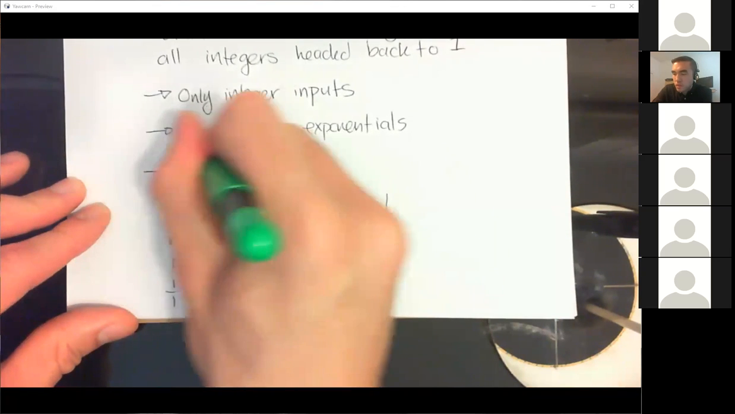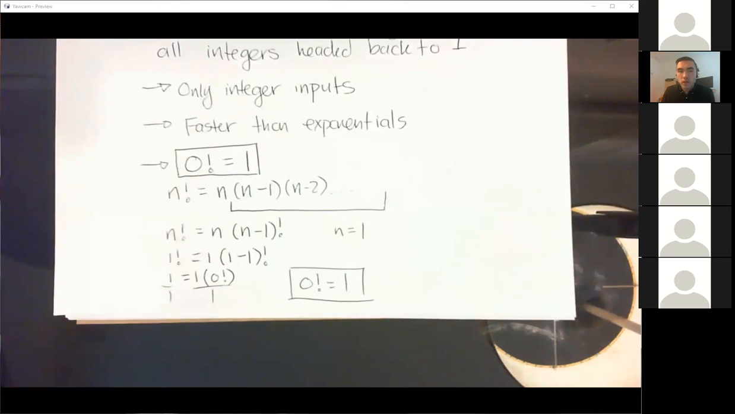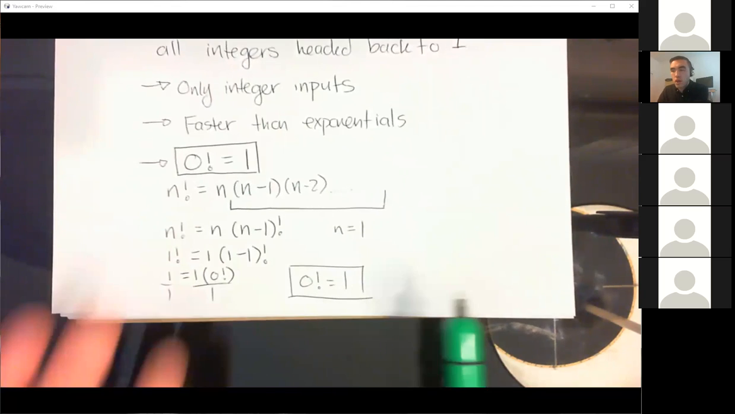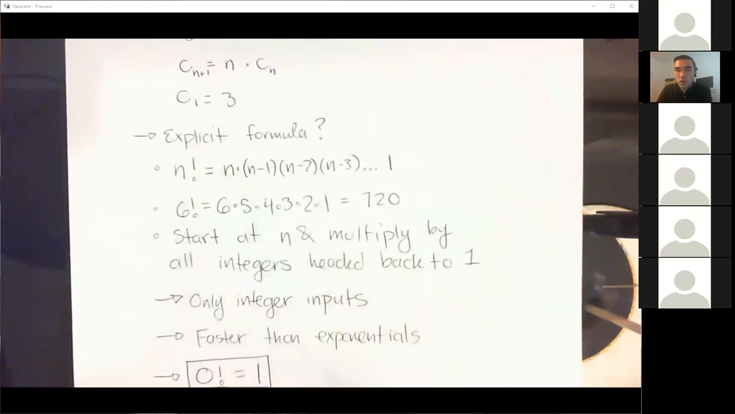This is a weird one. This is a lot like e to the zero, or how any number raised to the zero returns you back one. You can prove for weirdo reasons that zero factorial is one, even if it doesn't necessarily match the original definition of the factorial.